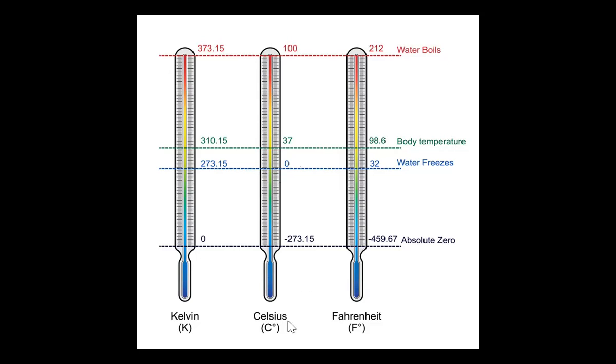I think originally Celsius was devising this scale the other way. So let's have 0 for boiling and 100 for freezing. It would just be all topsy-turvy, upside down. Anyway, we got this, which I think makes a lot more sense anyway.